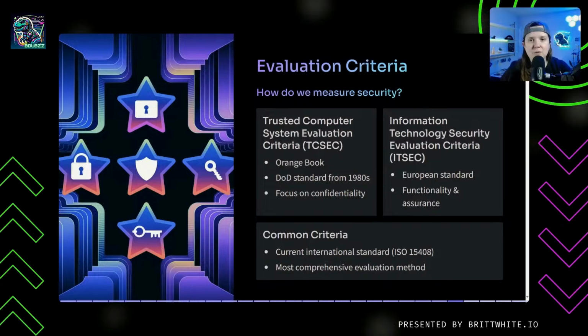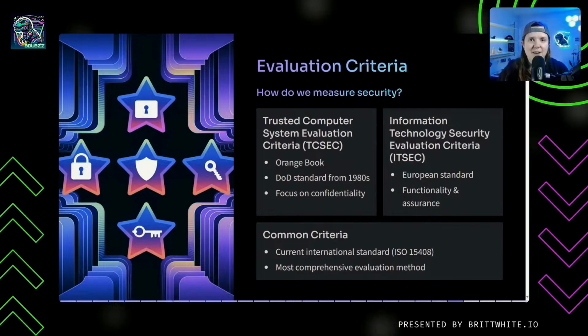Let's look at a few of the key evaluation criteria systems. First, we have Trusted Computer System Evaluation Criteria, or TCSEC, which is also known as the Orange Book. The Department of Defense created this back in the 1980s, and yes, they actually called it the Orange Book because it had an orange cover. It was part of this whole rainbow series of security books. Now, while it's a bit old school, it mainly focuses on keeping things confidential. It laid the groundwork for everything that came after. And it's still a valuable resource for understanding confidentiality principles.